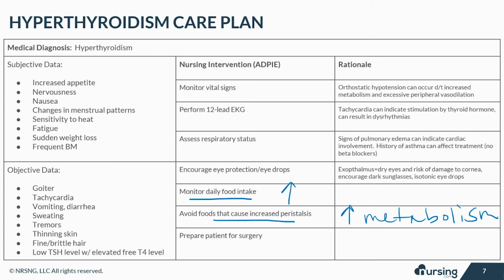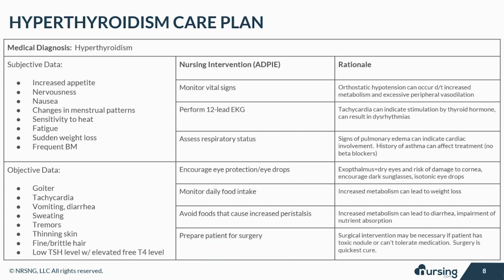The patient should incorporate extra calories, protein, carbohydrates, and vitamins into 6 small meals throughout the day, and even possibly consult with a dietitian. Finally, surgical intervention to remove part or all of the thyroid may be necessary in cases where the patient is unable to tolerate antithyroid medications, or if the cause is a toxic nodule on the thyroid. Surgery is the quickest cure for hyperthyroidism with a relatively quick recovery period. Here is a look at the completed care plan for hyperthyroidism.